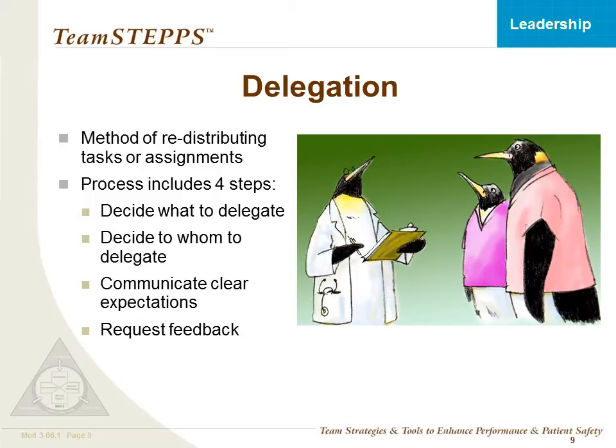Second, determine to whom to delegate. Consider their skill level, their availability, and their scope of practice. Third, communicate clear expectations of what needs to be done. Communicate the plan as well as the task to be completed. And finally, request feedback. Verify task completion and outcomes, and recognize achievement.